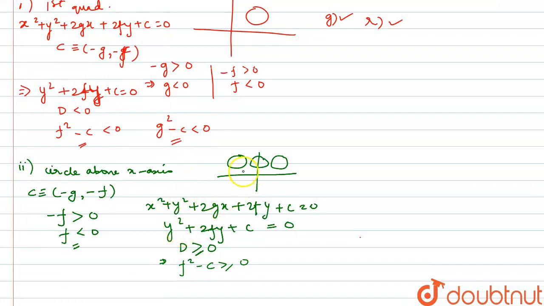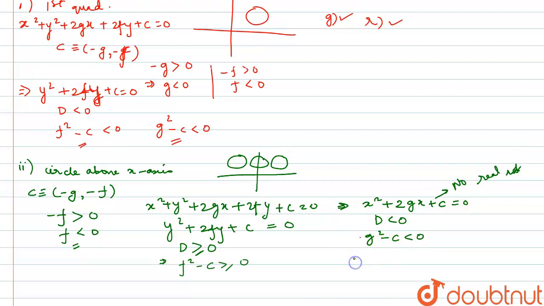And we can also say that it will never touch the x-axis, which means that y will never be 0. Since it will never touch the x-axis, the equation x square plus 2gx plus c equal to 0 will have no real roots, because it is not touching the x-axis. So no real roots, which means its D will be less than 0, or we can say g square minus c will be less than 0.